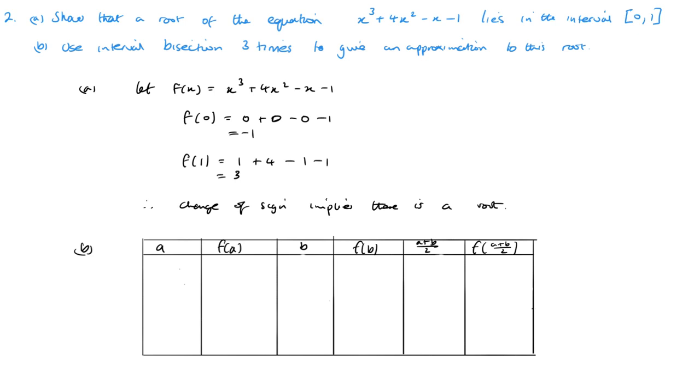Now, part B, we know it's between 0 and 1, which gave me 3. So 0.5 is going to be my first one. And this is negative 0.375. So it's between a half and 1. So that's the first interval bisection I've done. So this now is 0.75. And putting 0.75 in, we get a positive value there. So it's between 0.5 and 0.75.